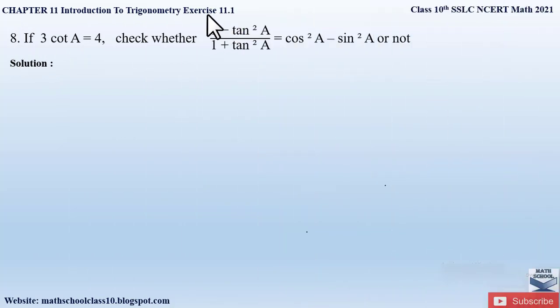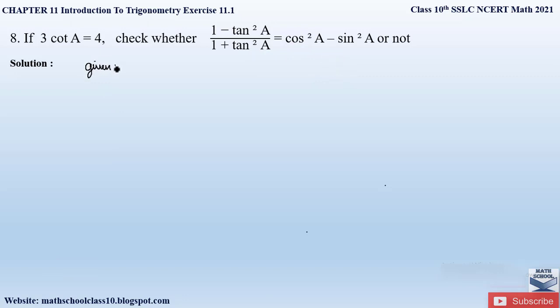Question number 8 from exercise 11.1, chapter 11, Introduction to Trigonometry says, if 3 cot A equal to 4, check whether (1 minus tan square A) by (1 plus tan square A) is equal to cos square A minus sin square A or not. Here they have given us that 3 into cot A is equal to 4 and we have to prove this equation is right or not. So for that, let us first write down what is given in the question.